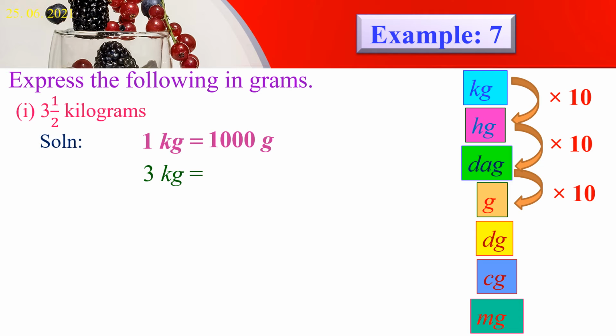Let us find for 3 kilogram. We know very well that to convert kilograms into grams, we have to multiply by 1000. So 3 into 1000 is equal to 3000 gram.